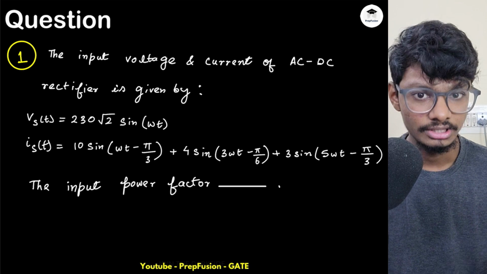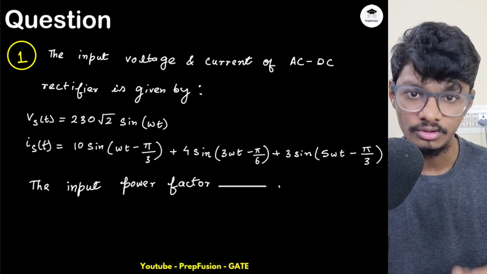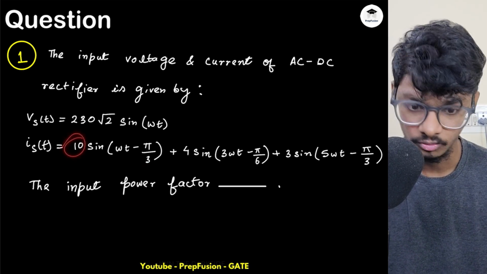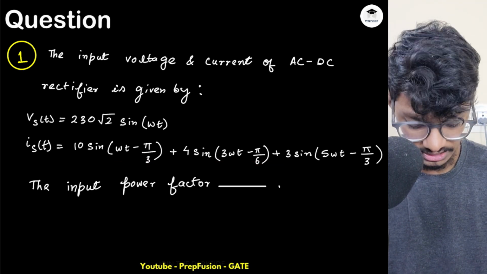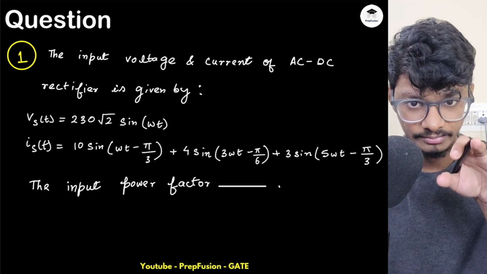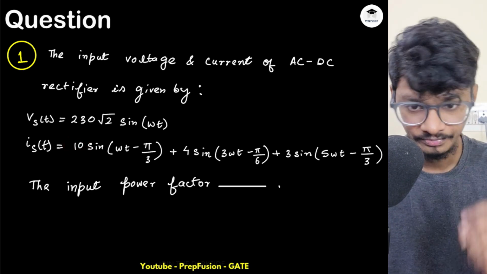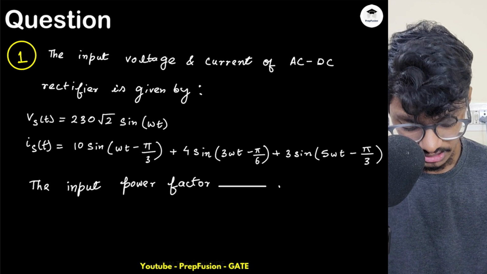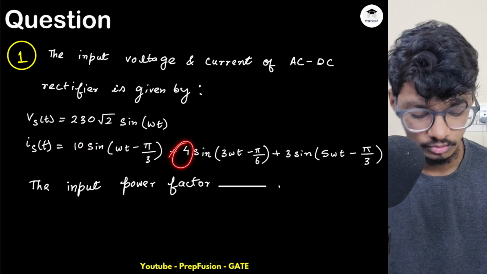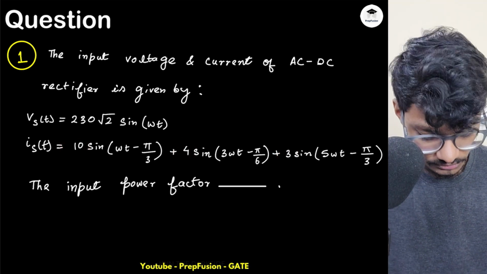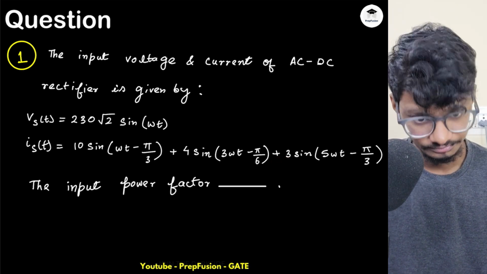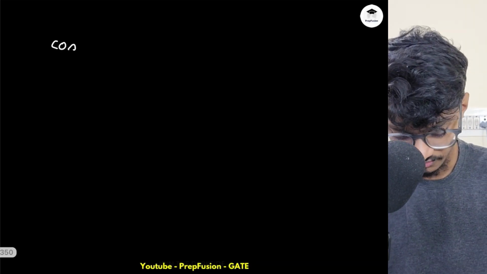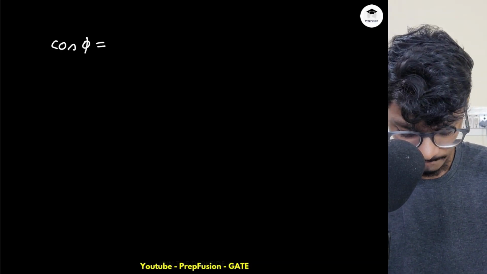What is the distortion factor? Distortion factor is IS1 RMS upon IS RMS. What is IS1 RMS? Sorry, IS1 RMS is 10 by root 2. What is IS RMS? IS RMS is the square root of 10 by root 2 whole square plus 4 by root 2 whole square plus 3 by root 2 whole square. We'll just compute that. So cos phi is basically what?